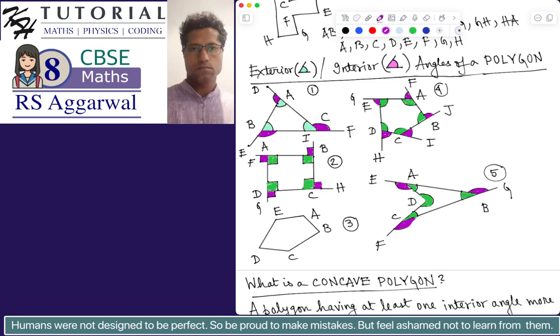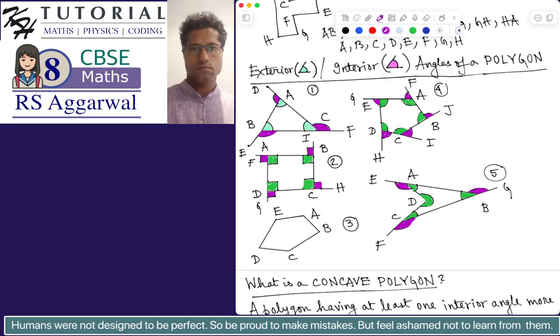Now the problem is that when I extend the side AD, I have no idea how to draw the exterior angle. Probably, this is my guess, for a polygon where one interior angle is more than 180 degrees, as you can see, the sides AD and DC of this polygon make an angle which is more than 180 degrees. For that, it is possibly not possible to draw the exterior angles. I'm not sure.